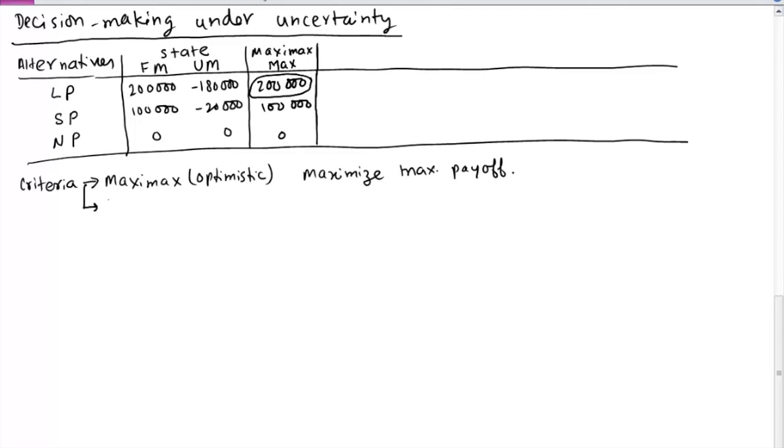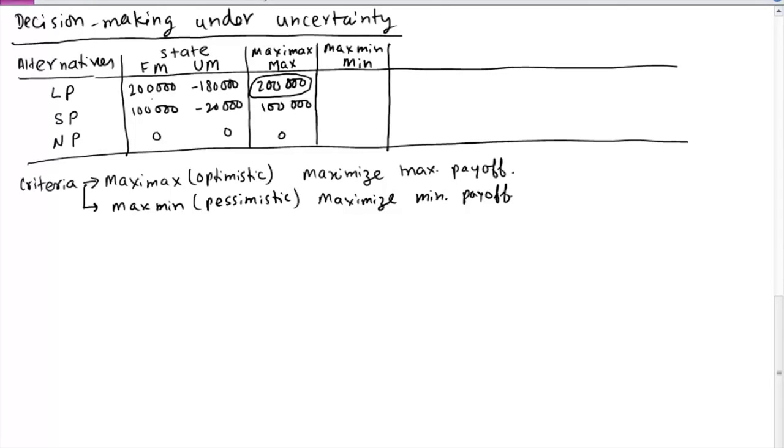Another criteria is maximin, and this is called the pessimistic criteria. In the first row you have 200,000 and negative 180,000, so the minimum payoff is negative 180,000. Similarly, negative 20,000 and 0. Now we choose the maximum of the three. The maximum of these three minimums is 0. So in this case, somebody using a pessimistic approach will go for no plant based on this data.